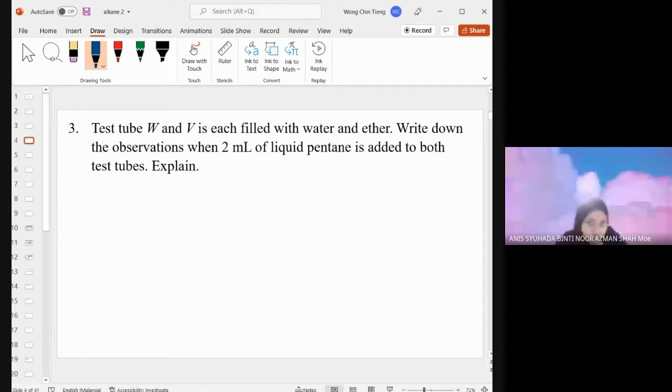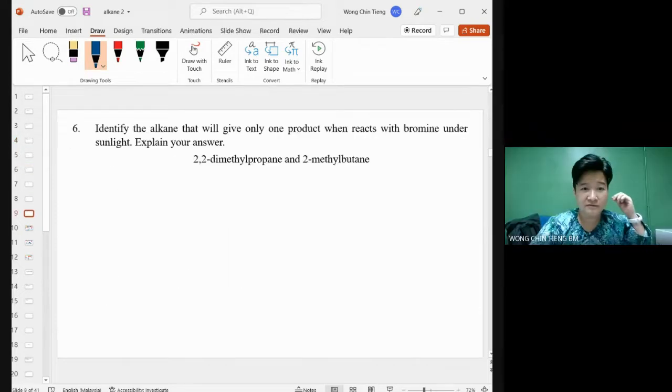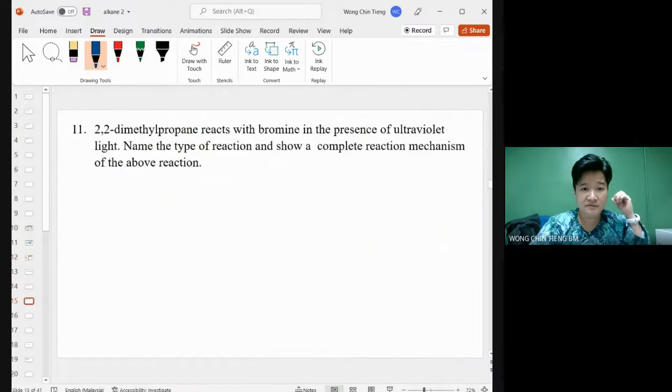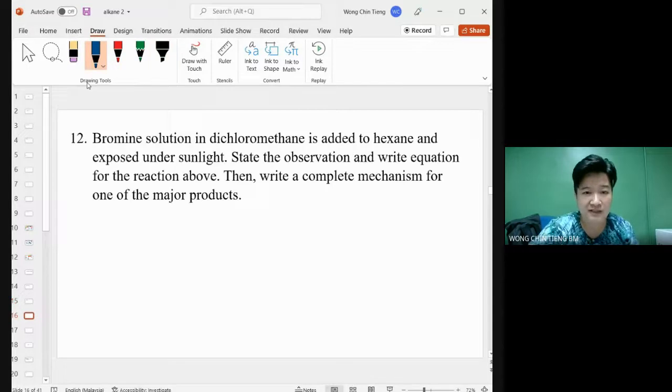12. 2,2-dimethyl propane react with bromine in the presence of UV light. Okay. And then name the type of reaction, show a complete reaction mechanism for above. Okay, that's it. Oh, sorry, 12 kan? Ni 11. Miss on 12 pun tak reti.